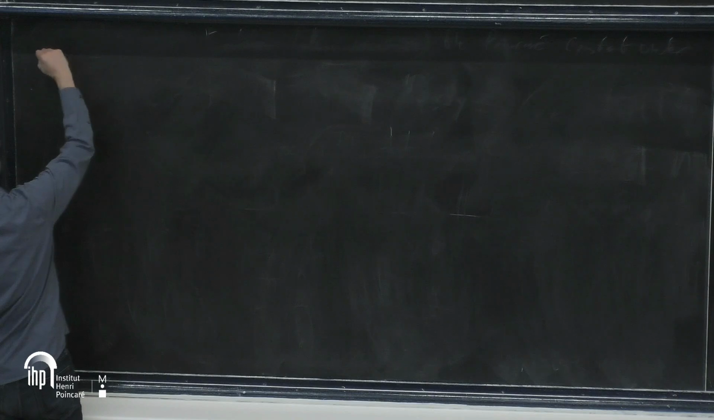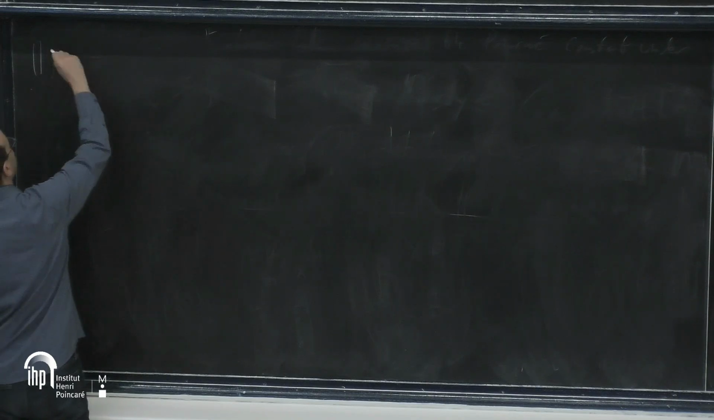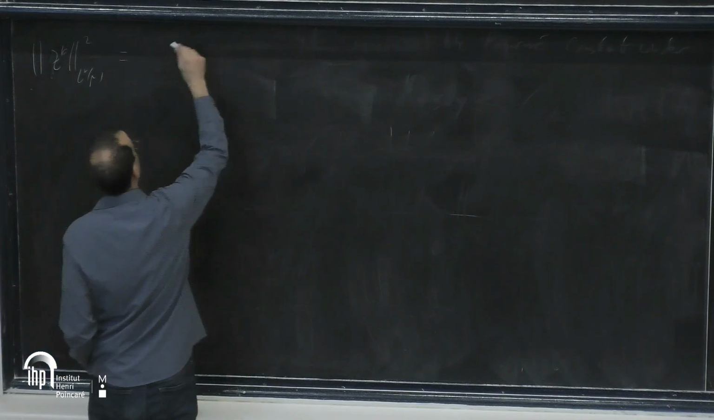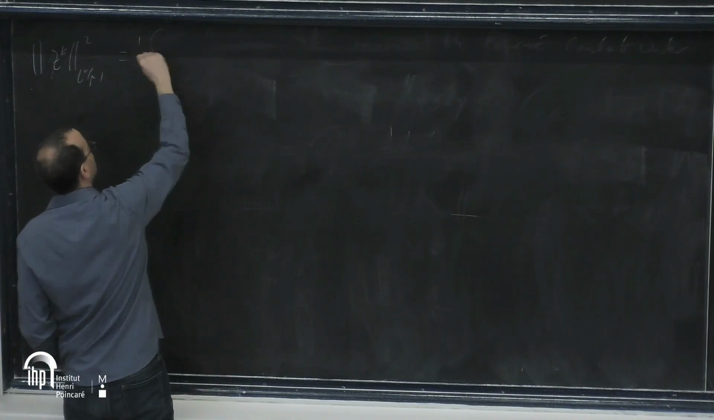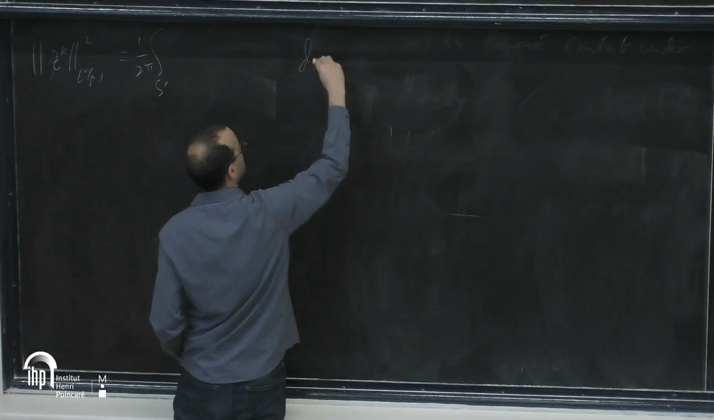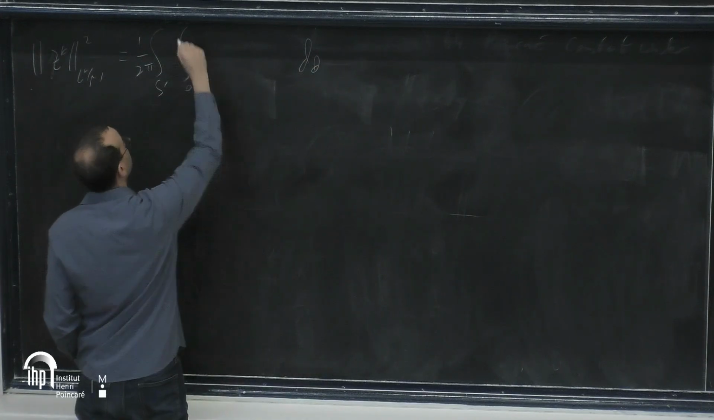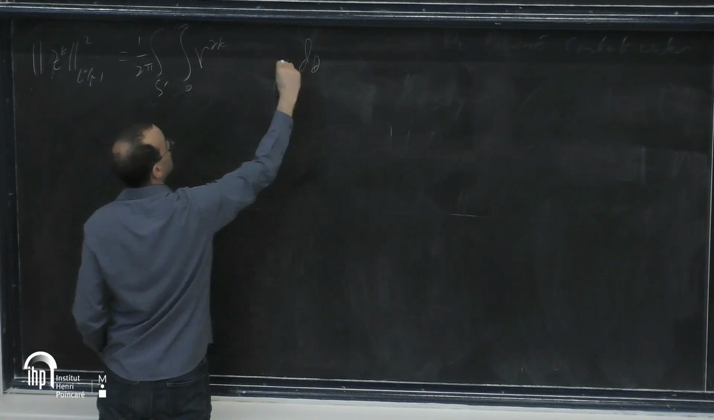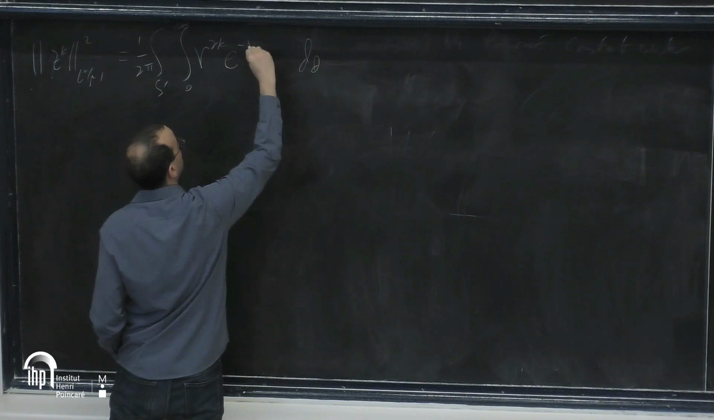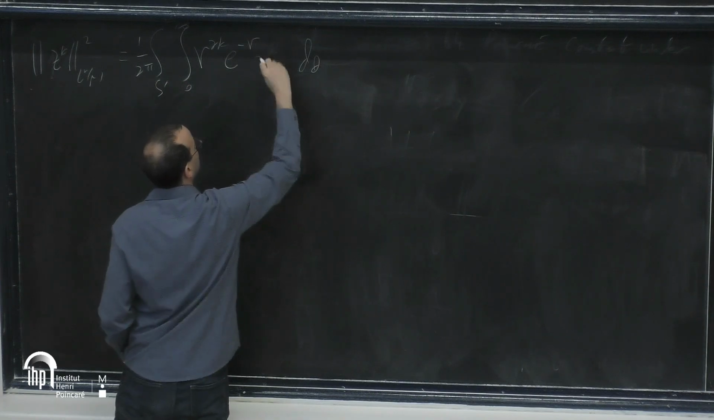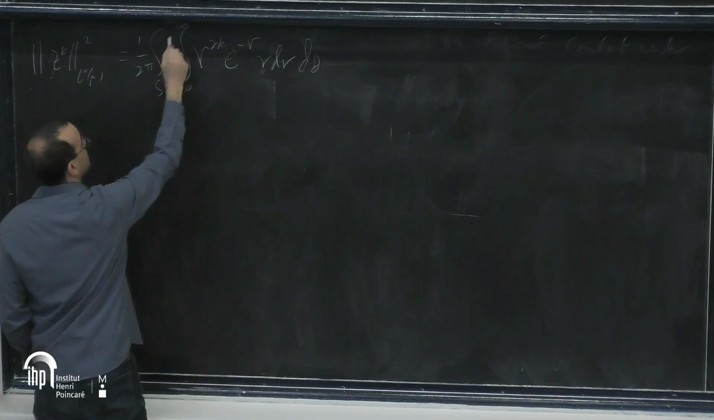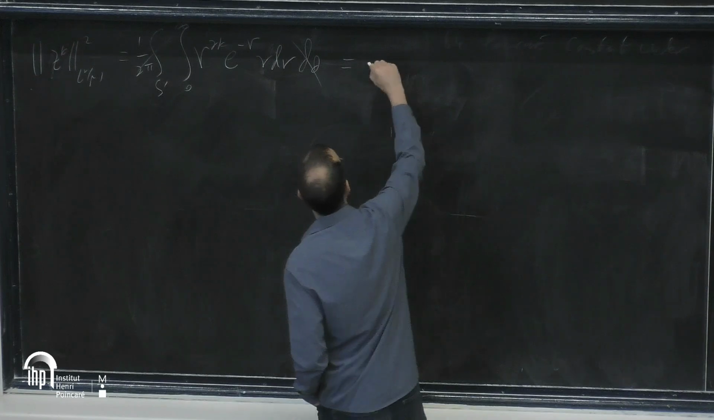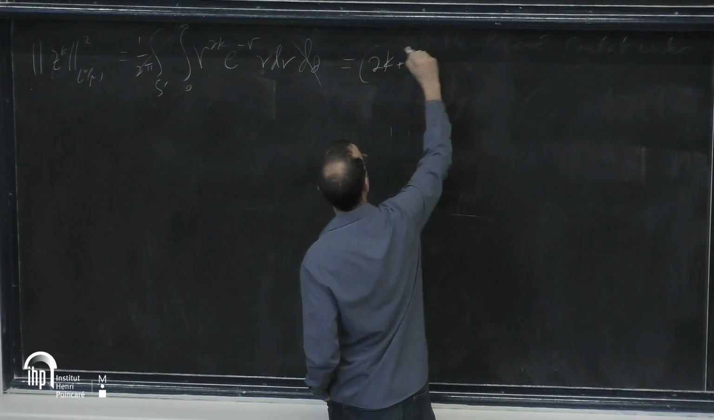So what's the L2 norm of z to the k with respect to mu? It's the integral over the sphere, 1 over 2 pi, this would cancel, and I'll get the integral from 0 to infinity, in polar coordinates, of r to the 2k e to the minus r r dr. So these things just cancel, and you get the gamma function, 2k plus 1 factorial.